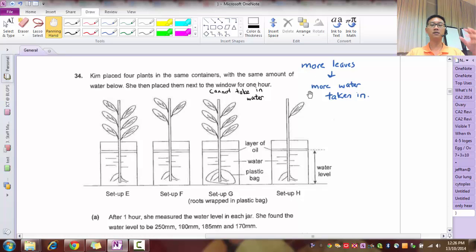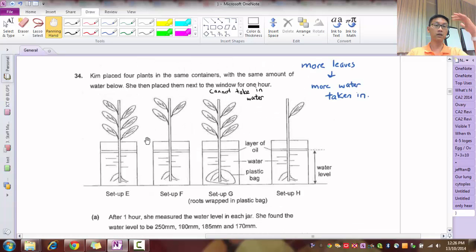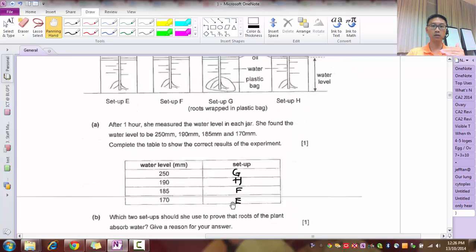The key idea here, if you look at the difference, is the number of leaves. If I have more leaves, I have more water taken in. Why? Because each leaf requires a certain amount of water to make food. So if one leaf uses 1 unit, 6 leaves use 6 units. The more leaves I have, the more water required. Based on that, E is the one with the most leaves, so the most water will be used up, and that's why its water level will be the lowest. And then the other two, you arrange it like that.